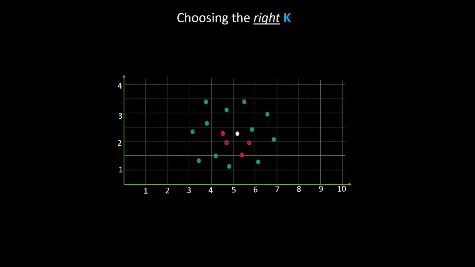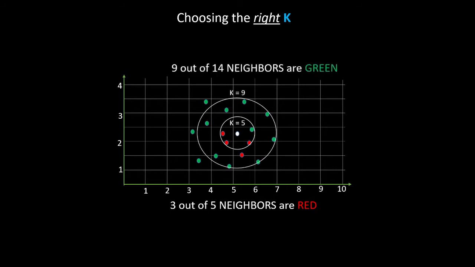Okay, so when we want to choose k, what about choosing the right k? If we look at this sample again, and I have k equals 5, it says that 3 out of my 5 are red. But what about now if I say k equals 9? Okay, 9 out of 14 are green. And pay attention to the fact that I'm using odd numbers, because that's important.